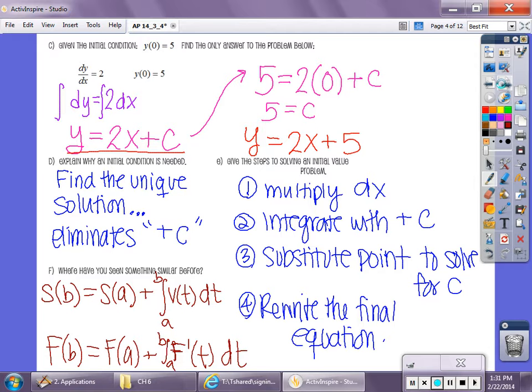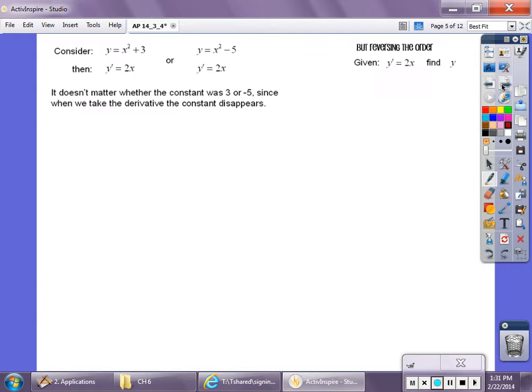So starting off here, we have some equations, and then you see underneath the derivative. The derivative of that guy is 2x, and the derivative of that guy is 2x, and the constants didn't matter. But when we want to go backwards from y prime to find y, it's a little bit harder, because the question then has to be rewritten as dy/dx is equal to 2x. And let's review our steps.